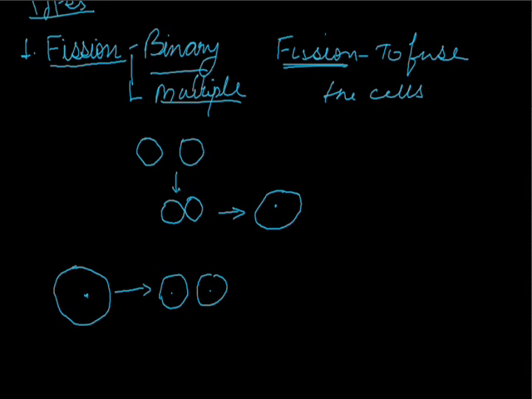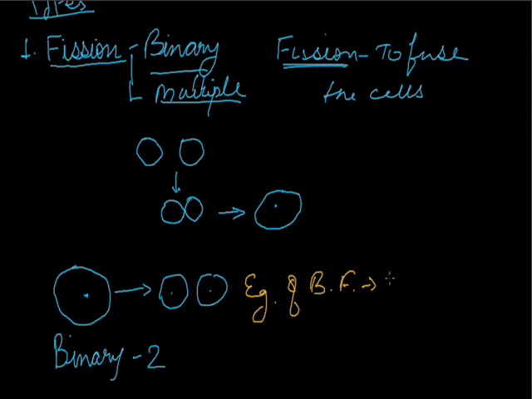Binary means two. And fission means breakdown. So we can understand that if any cell, as you can see by this figure, divides itself or breaks itself into two new cells, then this is an example of binary fission, because one cell is breaking itself into two new cells. This process actually happens in amoeba.